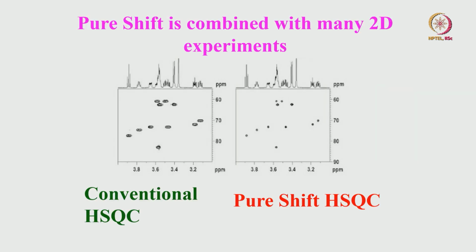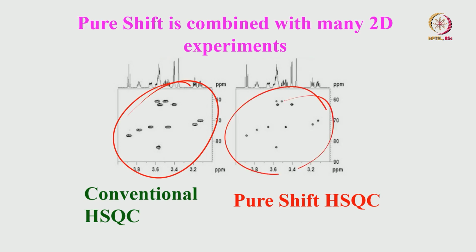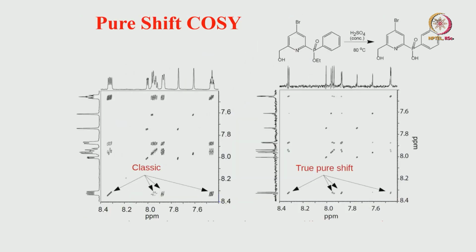Simple to show that this is a pure shift HSQC experiment. This is HSQC. See the line broadening coming because of coupling. This is pure shift. See the sharpness of the lines. And look at this one. This is a pure shift COSY. Look at the multiplicity pattern here and here. It's a blend of two experiments. Combining them together is a blend of two pulse sequences, and you get a pure shift COSY experiment.